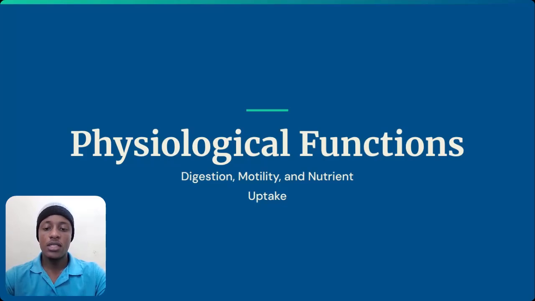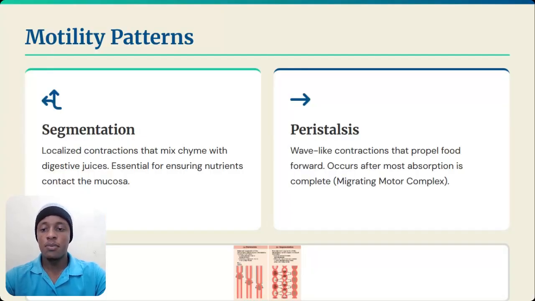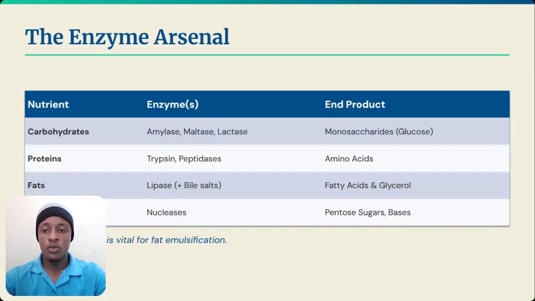Now let's look at the physiological functions, which are digestion, motility, and nutrient uptake. Motility patterns: we have two, segmentation and peristalsis. Peristalsis is a contraction that propels food forward, and occurs after most absorption is complete, as part of the migrating motor complex. Segmentation is a localized contraction that mixes chyme with digestive juice, essential for ensuring nutrients contact the mucosa.